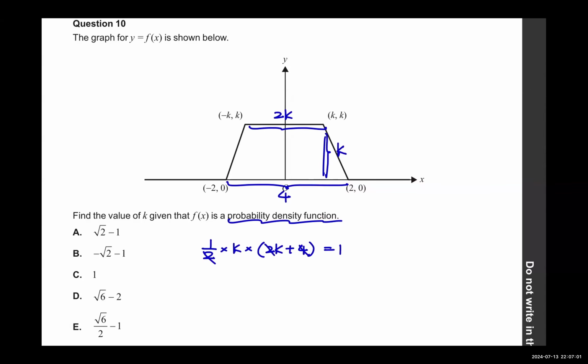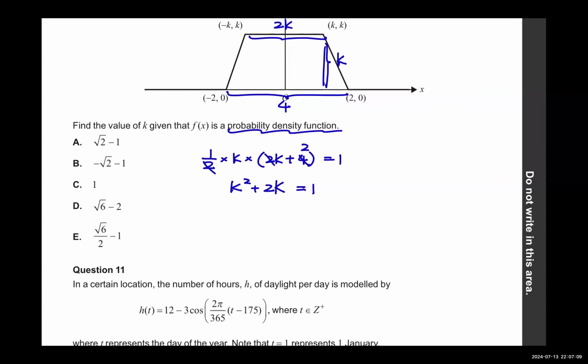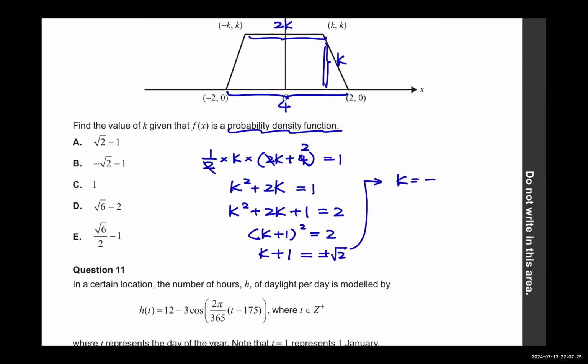And you may want to cancel the 2 here. So you should get k squared plus 2k equals 1. And k squared plus 2k plus 1 equals 2. To complete the square, you can get (k plus 1) squared equals 2. Therefore, k plus 1 is plus or minus root 2. And that gives you k equals plus or minus root 2 minus 1.